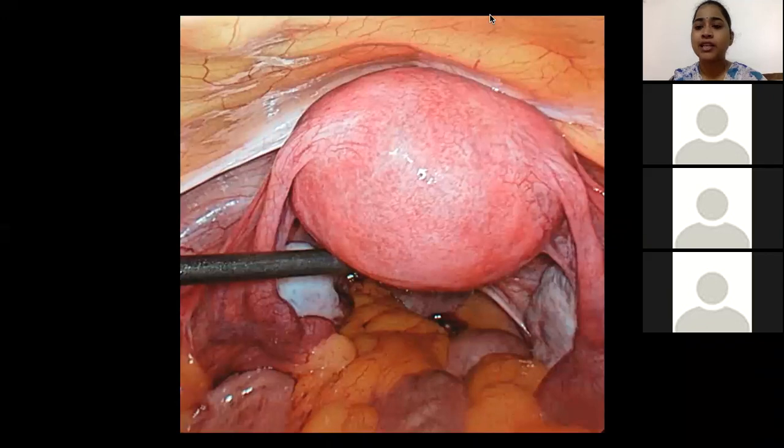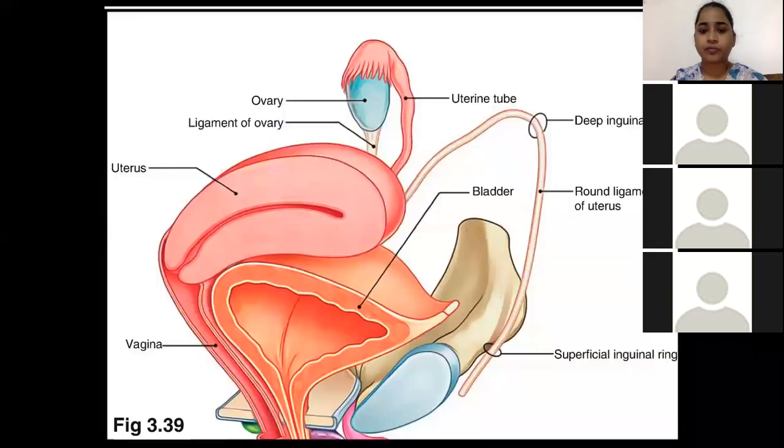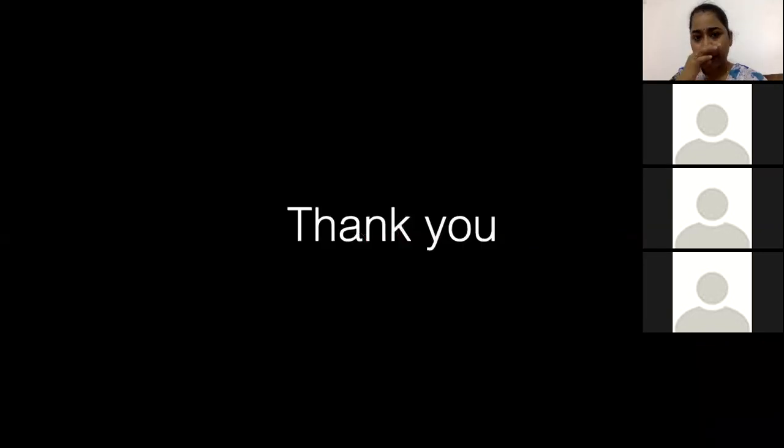Now I'll end this lecture. These are the ligaments showing. That's all. Thank you.